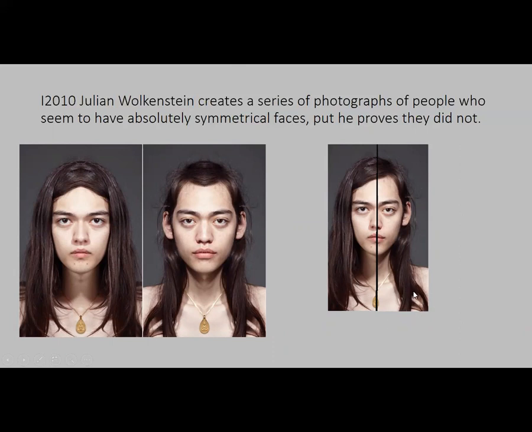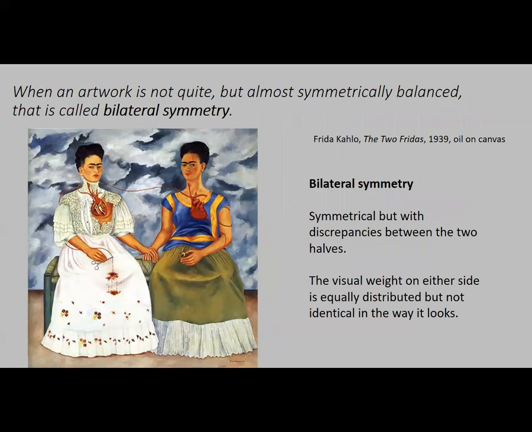So this girl on the far right, this is how she looks, although she does not have a line down the middle of her face. So then he took each of those halves and he made a mirror image of it. So then you see that really this girl's face is not symmetrically balanced. There are discrepancies on either side. So when an artwork is not quite symmetrical, but it's almost, there'll be discrepancies in the image, but it's almost symmetrical. This is called bilateral symmetry.